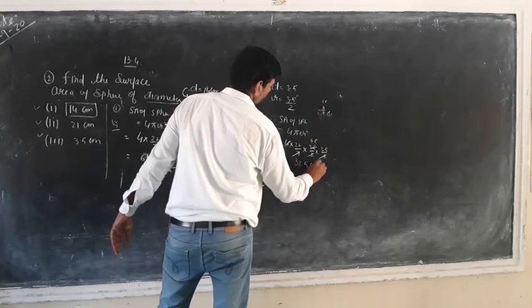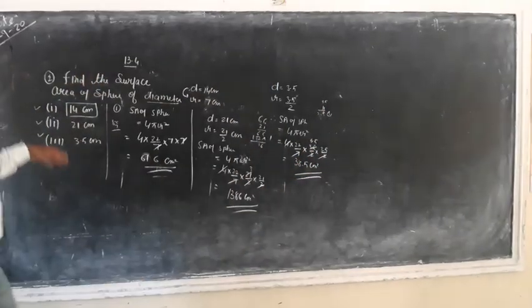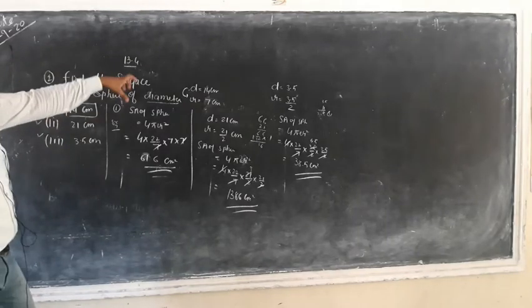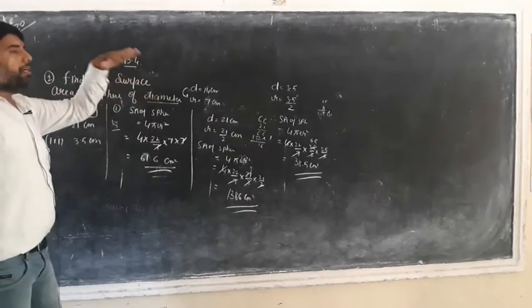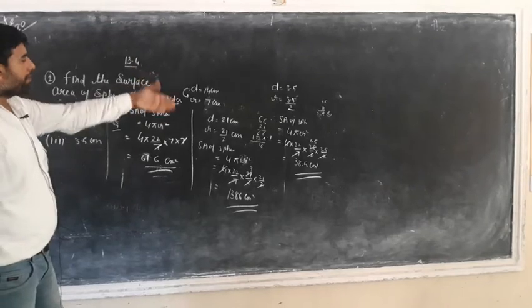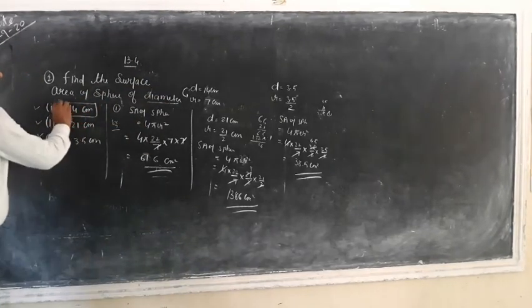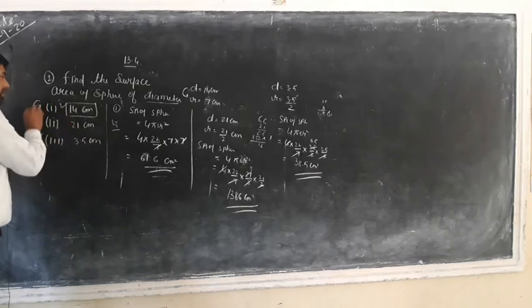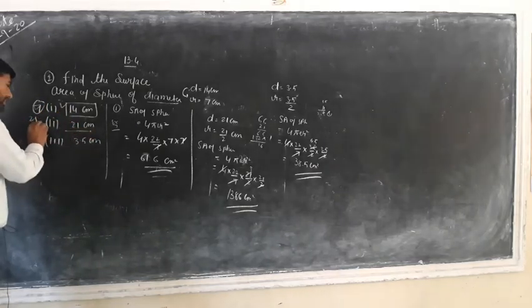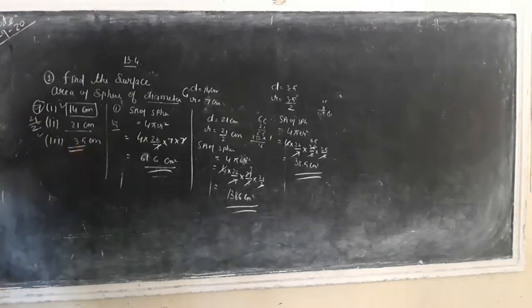The answer is 38.5 centimeter square. Look, it was the same question. Here we are given the diameter, so the radius will be half of the diameter. In the first question, the diameter is equal to 14 centimeter, therefore radius is equal to 7. In the second question, diameter is equal to 21, so radius is equal to 21/2. In the third question, diameter is equal to 3.5, so radius is equal to 3.5/2.